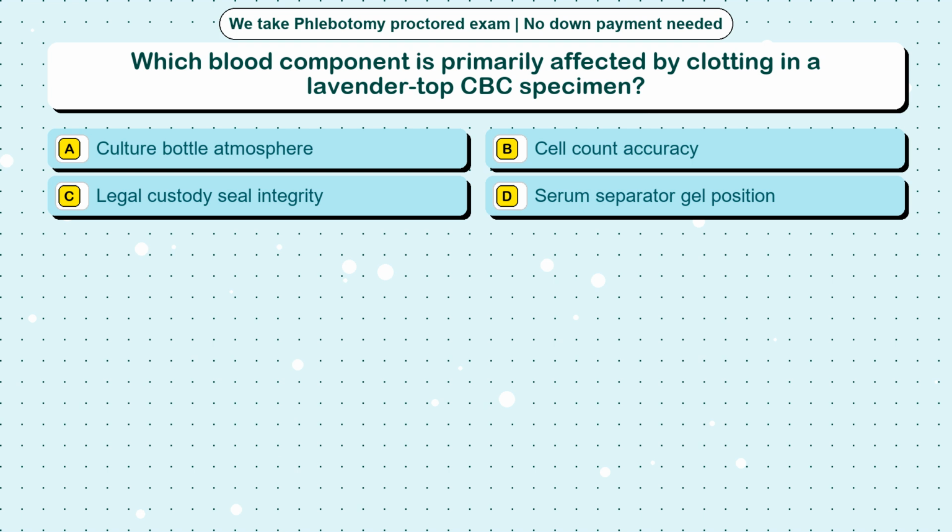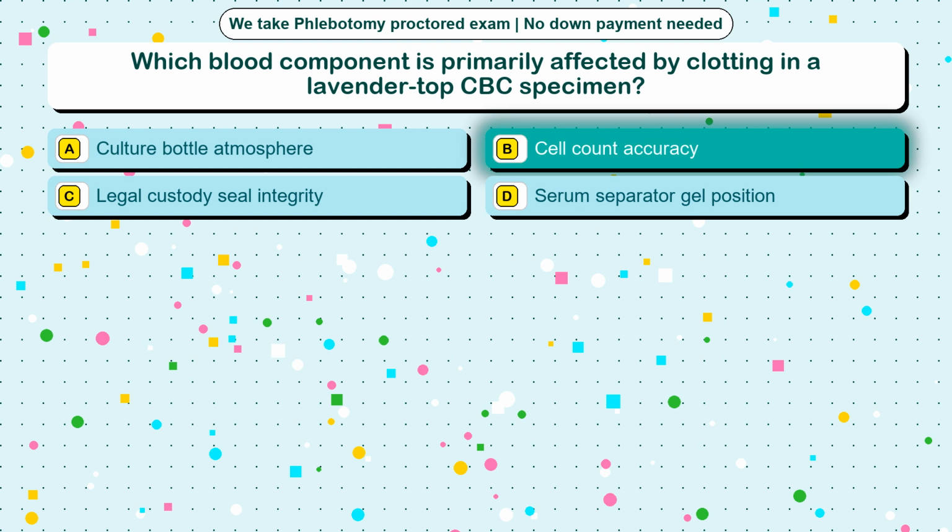Option A, culture bottle atmosphere. Option B, cell count accuracy. Option C, legal custody seal integrity. Option D, serum separator gel position. The correct answer is option B, cell count accuracy.